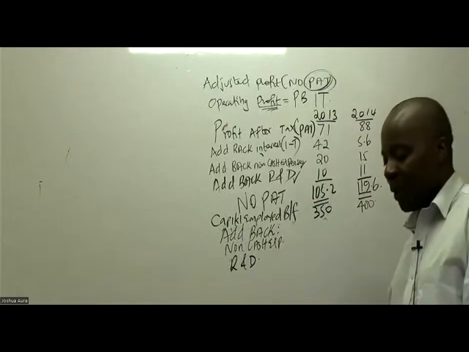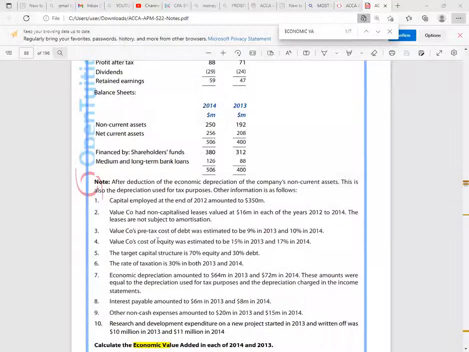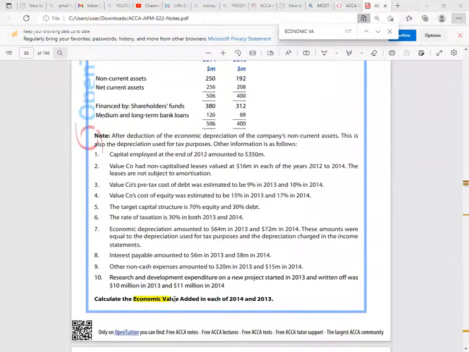Add back the non-cash expenses for 2013. What figure should I write? Quite confusing, but my students normally understand this. So the non-cash expenses from note number 9, how much should I write here really?